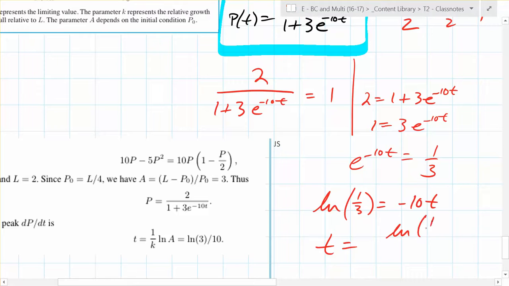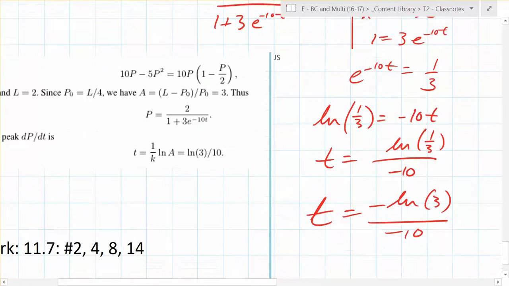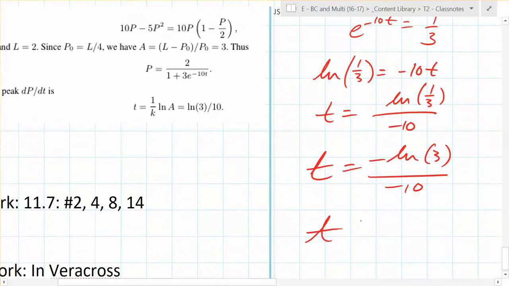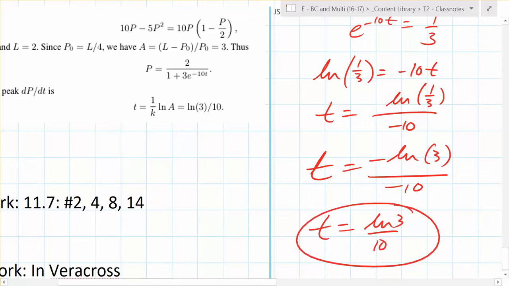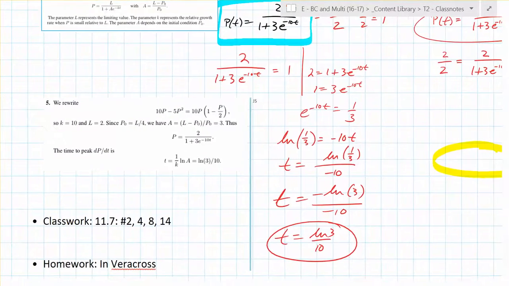And you can make this even cleaner if you wanted to, because 1/3 is 3 to the negative 1, right? So you end up with t is equal to negative ln of 3 over negative 10. So if you really want to make it clean, because the AP test will do this to you, unfortunately, t is equal to ln 3 over 10. It will do that to you. Just showing you what it will do. It likes to get negatives out of there.